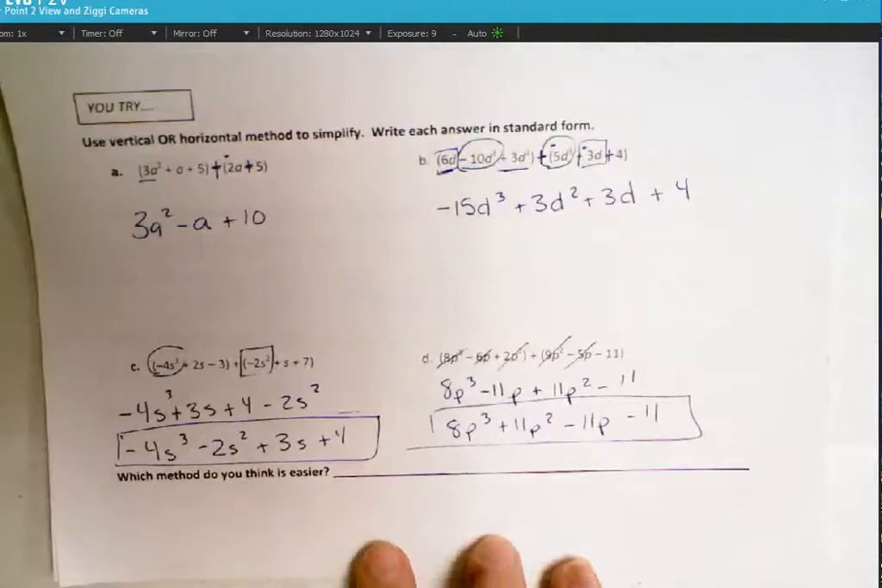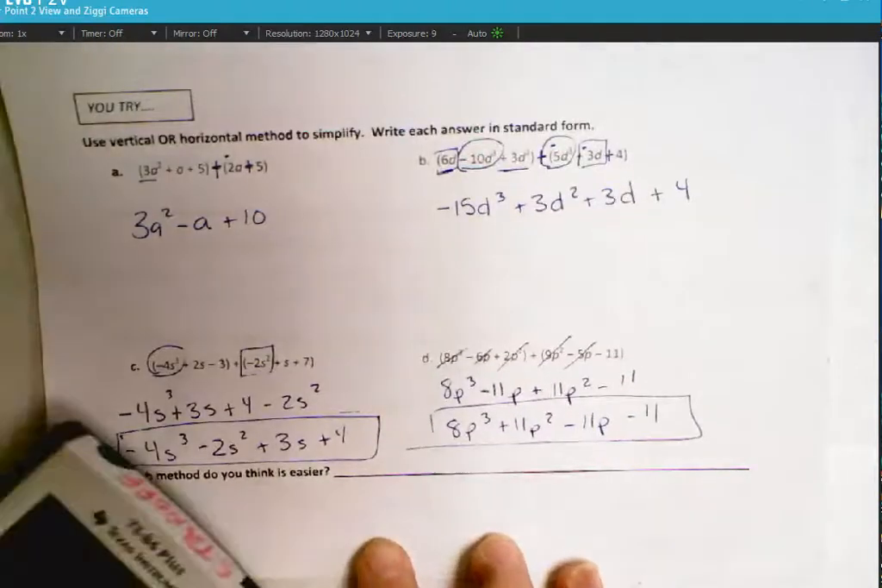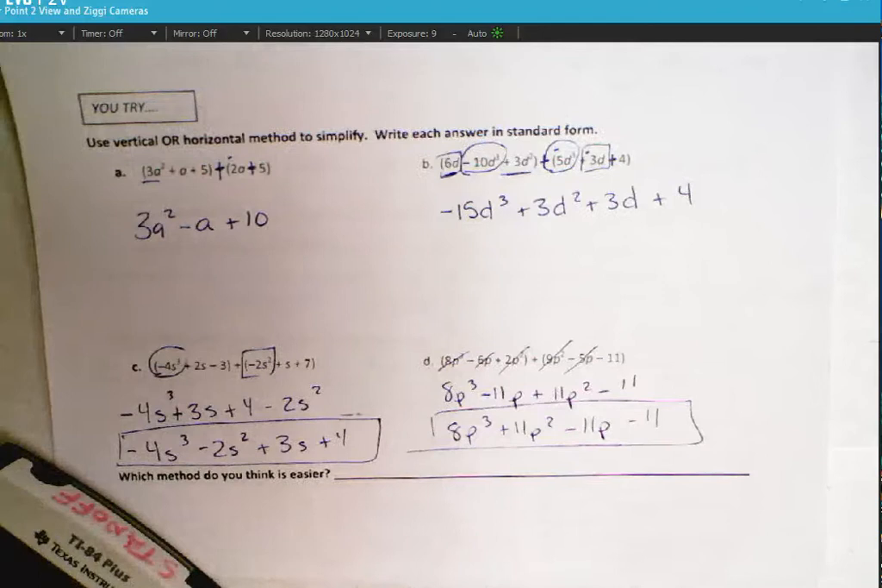Alright, there are your answers for your practice problems. If you did not get them right, pause the video again, work them through again, see what you can figure out. If you have any questions, you should circle them, star them, do what you have to do so we can talk about them tomorrow.